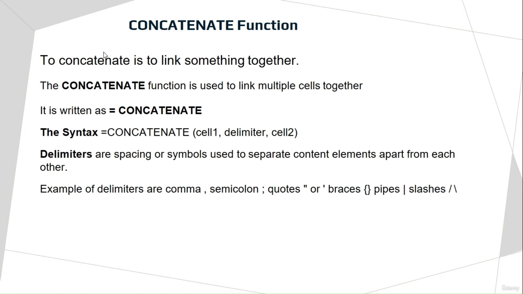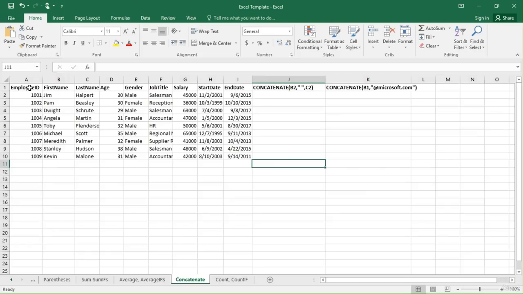There are cases where you don't need to use the delimiter. You could just join the two cells together. Let's take a look at how that works on Excel. We have the employee data. Let's try to concatenate the first name and the last name to produce the full name. This simply means we're joining the first name and the last name so we can have full name instead of having first name and last name columns.